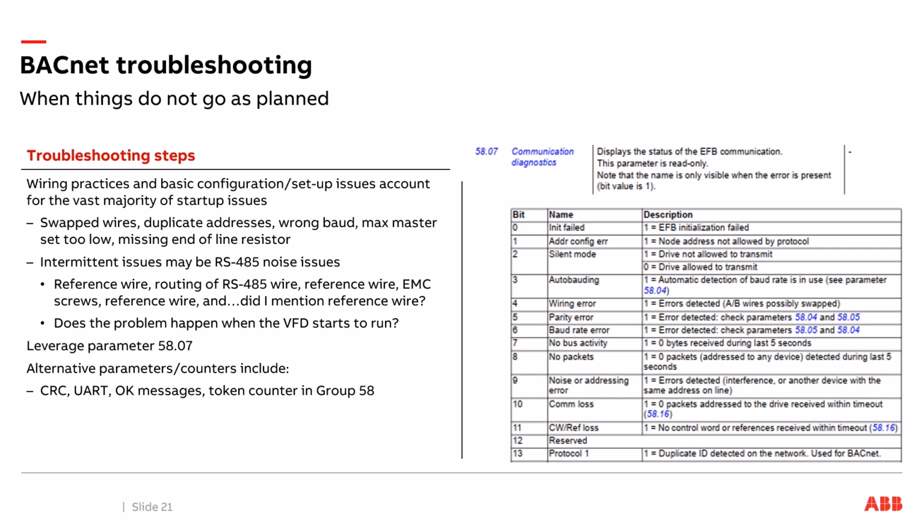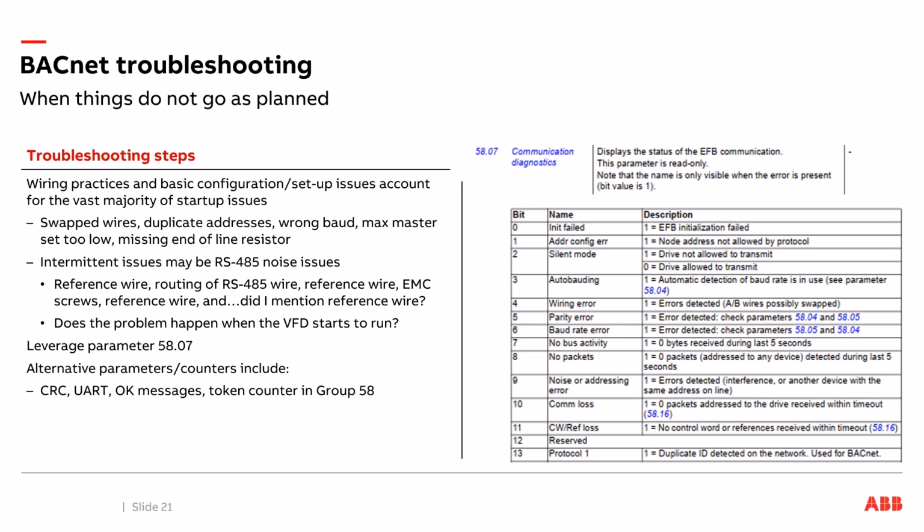When you do have intermittent noise issues, other than just wiring practice itself, drives do have filters in them to clean up noise. They're known as EMC filters, or RFI, radio frequency interference filters. There are screws that you can install to enable them. Also, running that third wire, that reference wire, is so important when it comes to drives. Whether it's an ABB drive or anybody's drive, that third wire is key. If it's a noise issue that only happens when the drive starts to run, then it's probably a wiring practice that involves the motor cables, because that's when the motor cables start getting all the power going through them.